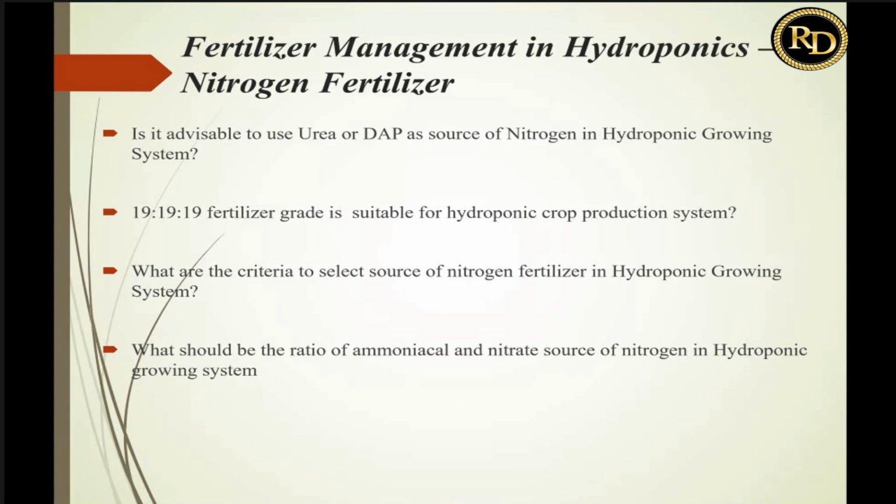But if you use groundwater in hydroponics, maybe it has some heavy metal or something, and again my whole concept of quality is going to be defeated. So in commercial hydroponics, it is always advisable to go for RO water.